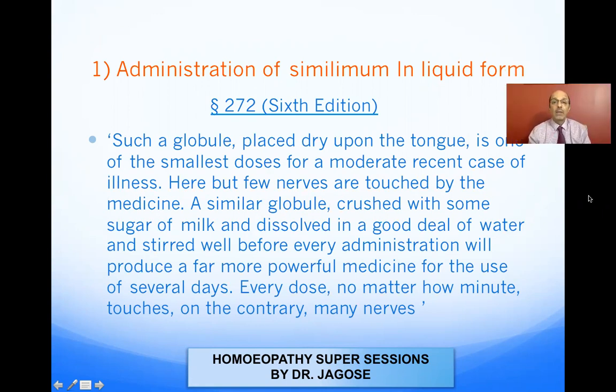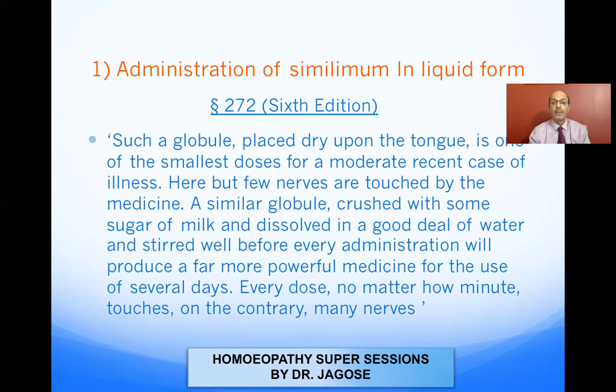In aphorism number 272 of the 6th edition, Hahnemann writes, such a globule placed dry upon the tongue is one of the smallest doses for a moderate recent case of illness. Here, but a few nerves are touched by the medicine. A similar globule, crushed with some sugar of milk and dissolved in a good deal of water and stirred well before administration, will produce a far more powerful medicine for the use of several days. Each dose, no matter how minute, touches on the contrary many nerves.